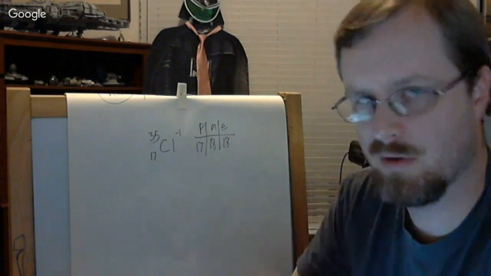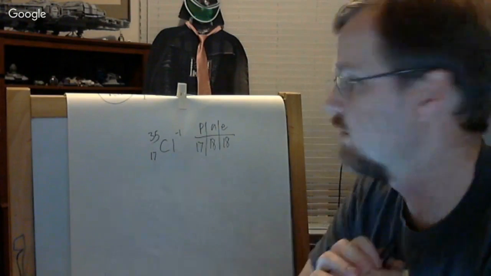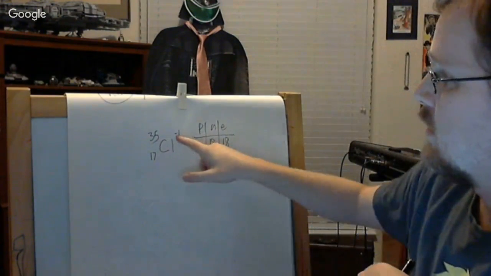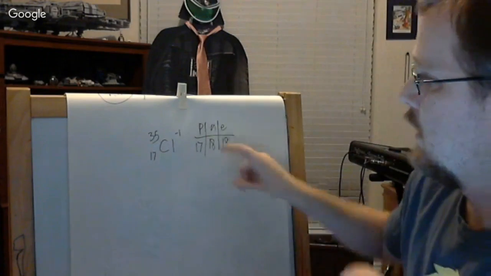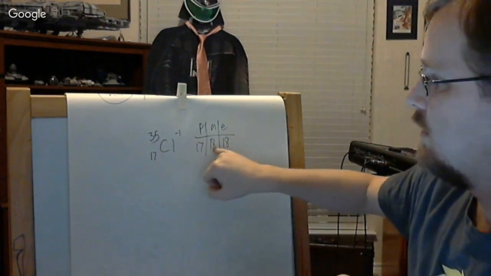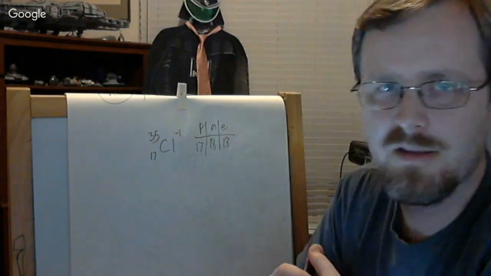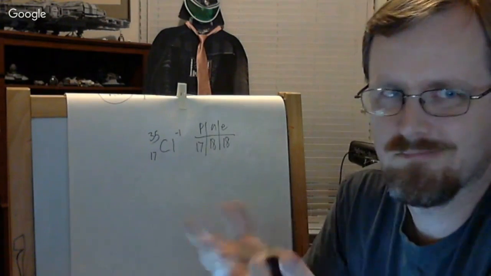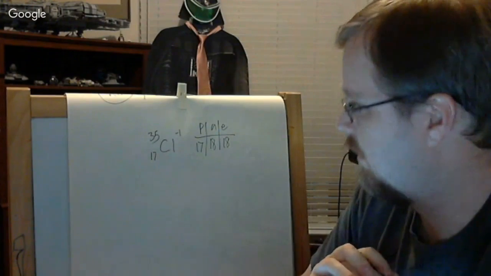The charge is protons minus electrons. Much like we've got here, the charge is -1. So 17 minus 18 gives you -1. The fact that the protons and neutrons are different here really doesn't mean anything. It just means that it's just a different mass. Okay, that's all that is.